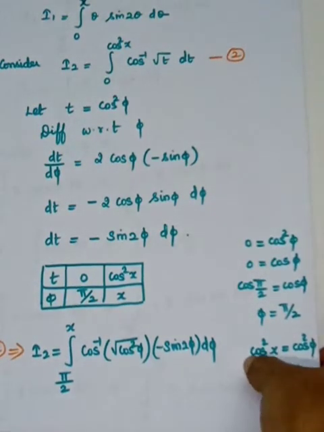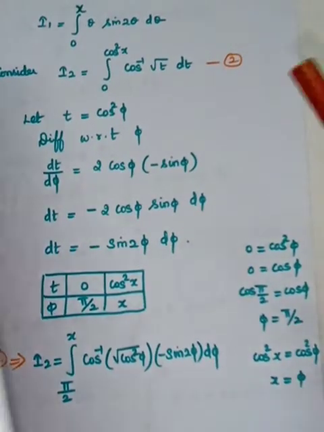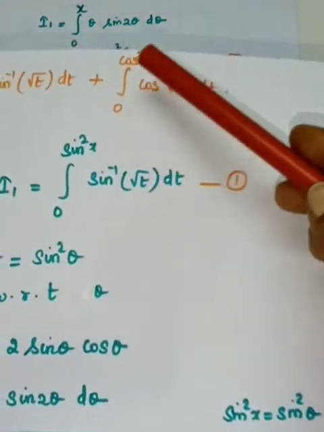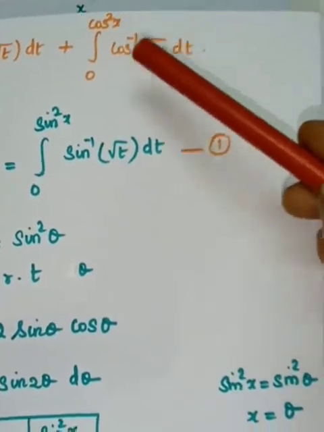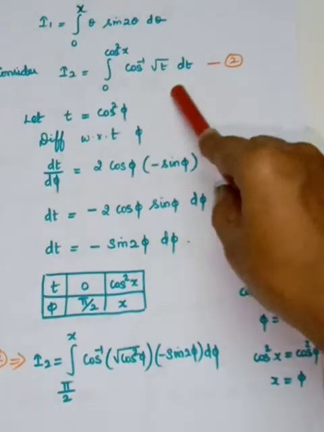So in the same way, take the next integral I2. So what is I2? It is integral 0 to cos squared x cos inverse of root t into dt. So I have taken this result.